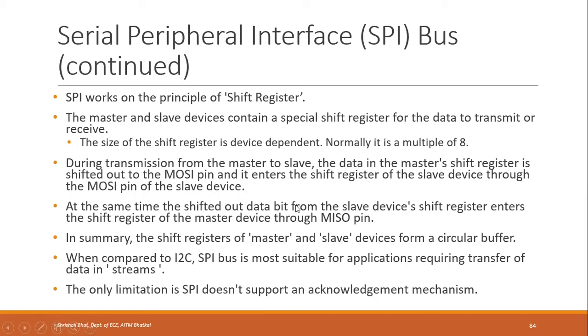The only limitation we observe is that it does not support an acknowledgement mechanism. We have seen in I2C there is an acknowledgement after sending each byte, or after sending an address. Here there is no acknowledgement. You are not sending any address. You use slave select lines to select a particular device, and the transfer takes place through shift registers. That is a drawback, because if any communication is not successful, the sender or receiver will not get an acknowledgement whether it is done or not. That's a major drawback of SPI.